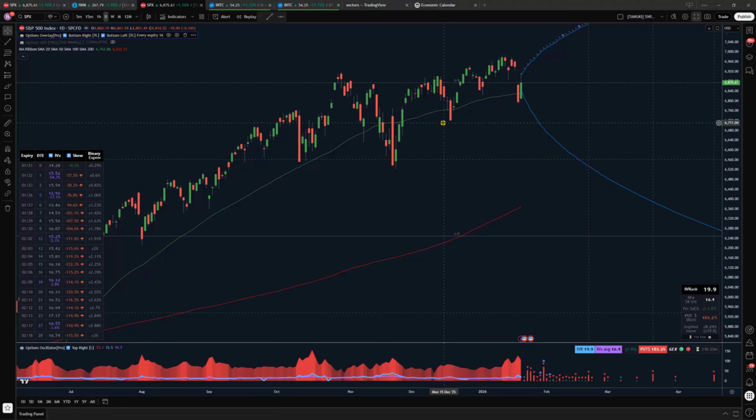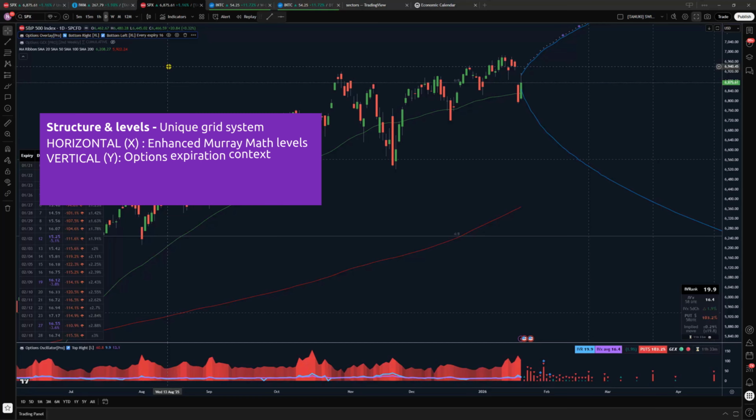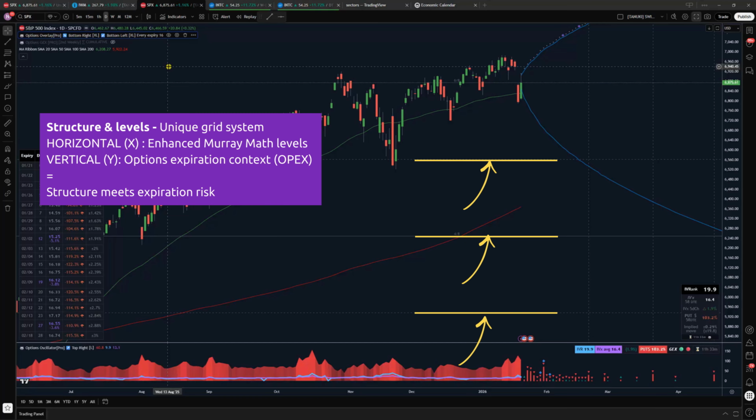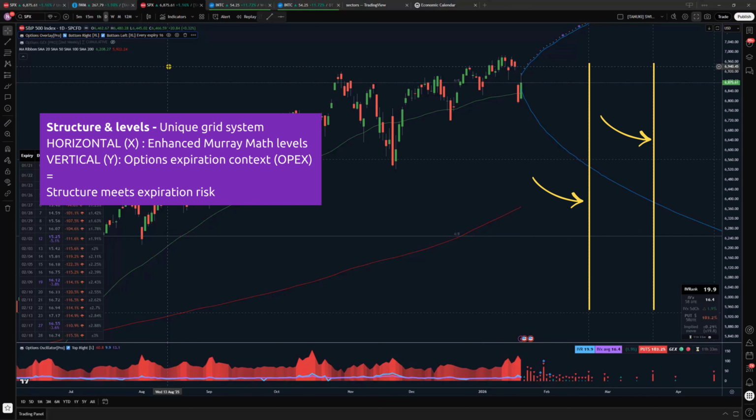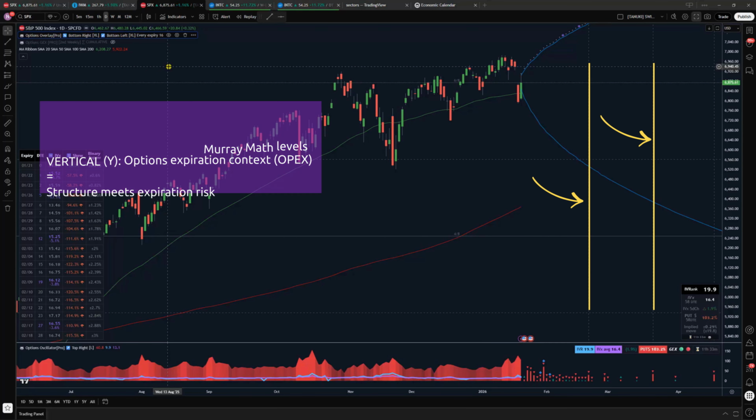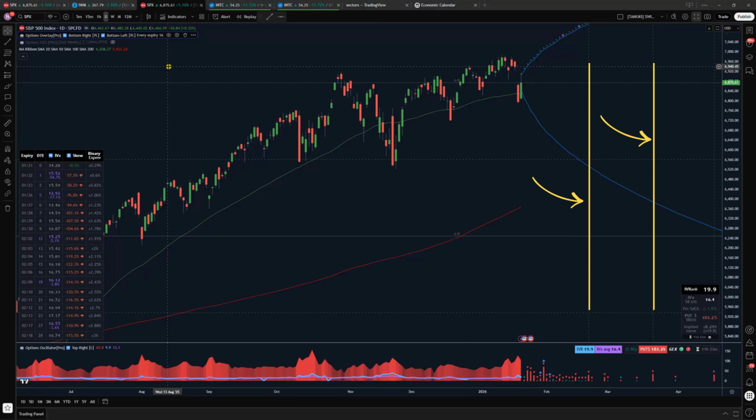In addition to the options metrics that you will see, this indicator, the Options Overlay, also includes a unique grid system designed specifically for options traders. This grid system has two dimensions. On the horizontal axis, you will see the Merrimack levels. This is an enhanced Merrimack system, not arbitrary lines, but a structured price framework. And on the vertical axis, you will get options expirations. So this allows you to assess how price interacts with key levels across different options expirations at the same time. This is something you simply cannot do on standard options platforms.